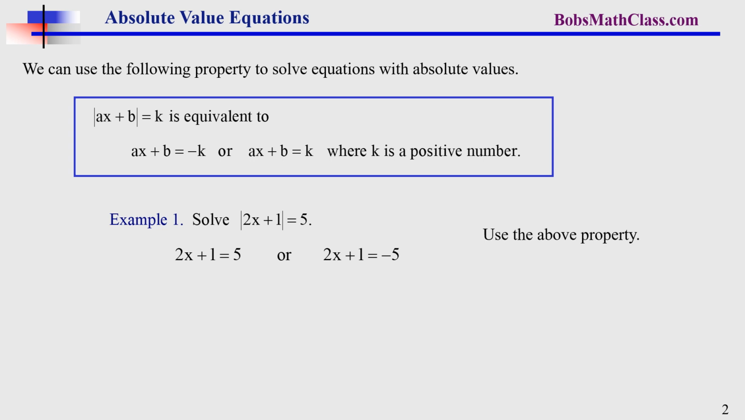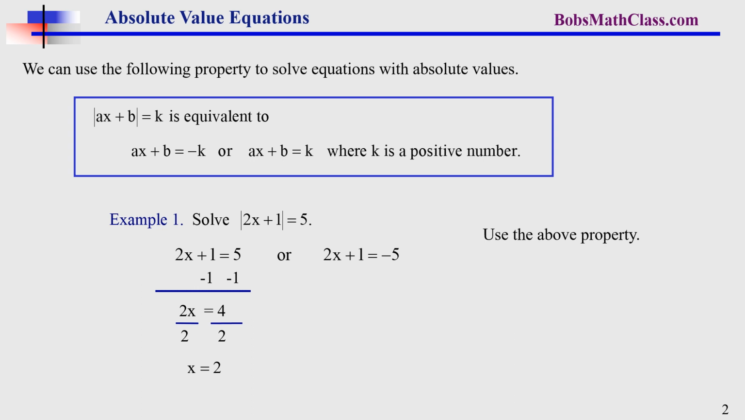Now we just need to solve both equations. So let's start with the one on the left. First subtract 1 on both sides. That gives you 2x equals 4. And then divide by 2 on both sides. And that'll give you x equals 2.